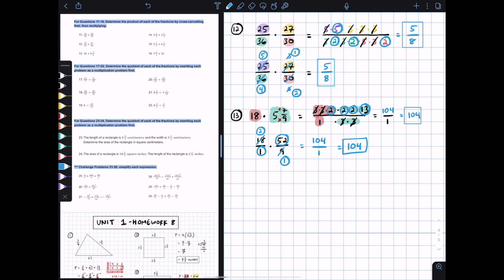And this second method, I like to think, is a little faster and a little less messy. You don't need to write all the prime factorizations out, okay? But whatever floats your boat.